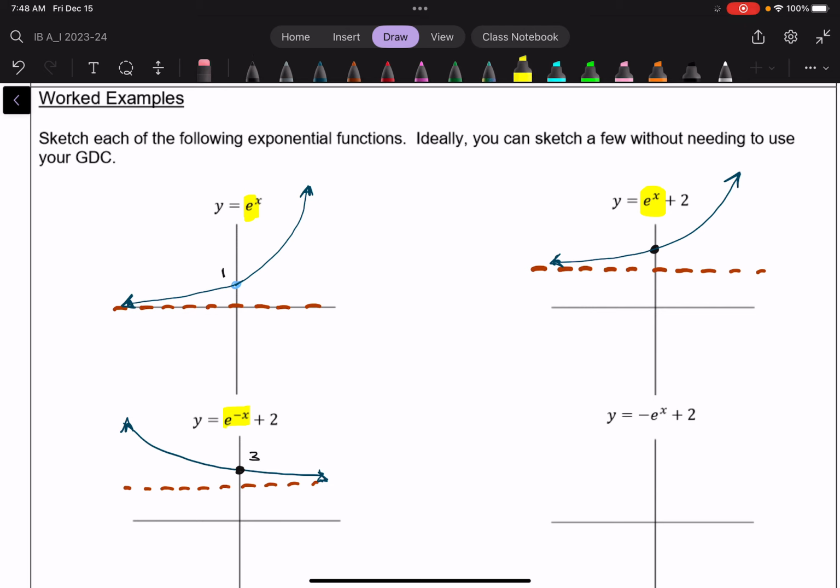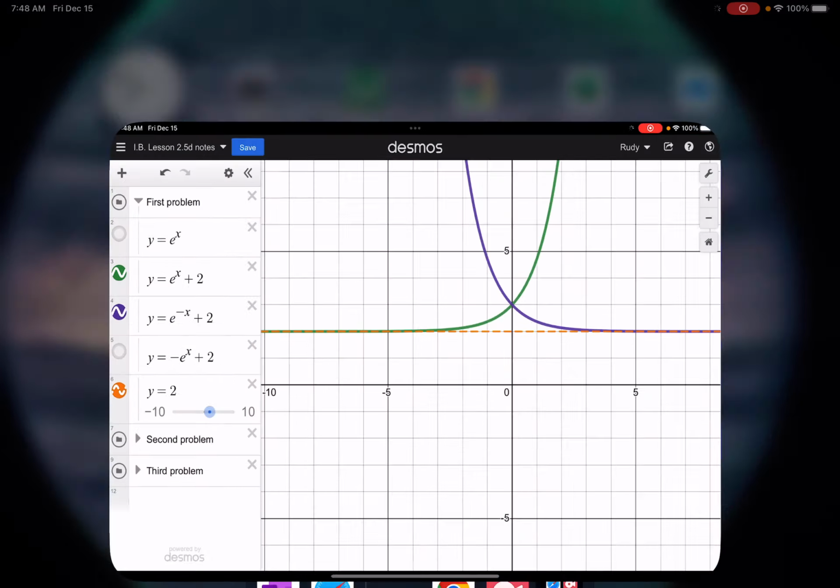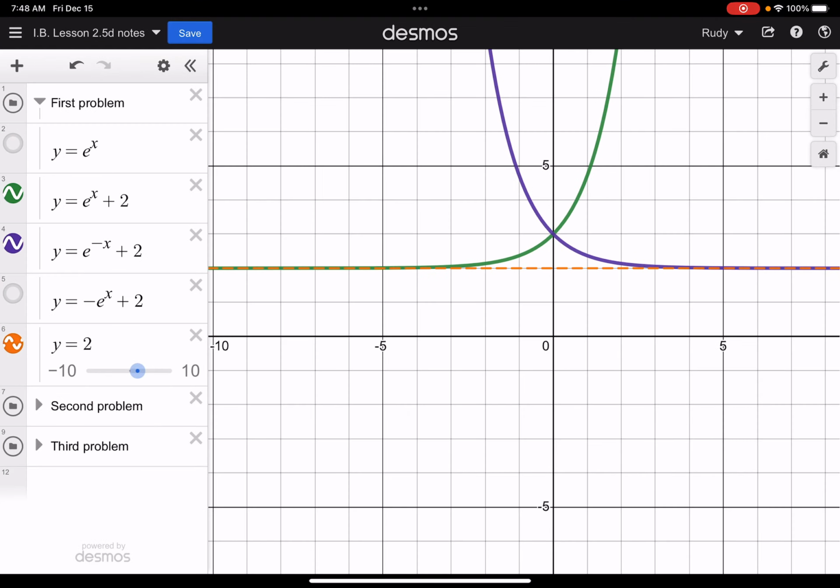And lastly, if instead of multiplying the x by a negative, we multiply the whole exponential function by a negative, so it's negative e to the power of x, or -1 times e to the power of x, then we still have our horizontal asymptote at 2, but now e to the power of x has been reflected vertically, so it looks something like this, where the y-intercept is now 1 below the horizontal asymptote, so at +1. And again, I'll show it here in Desmos. There we go, right there.